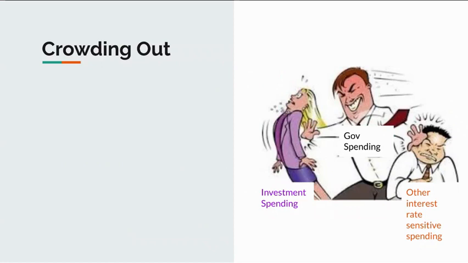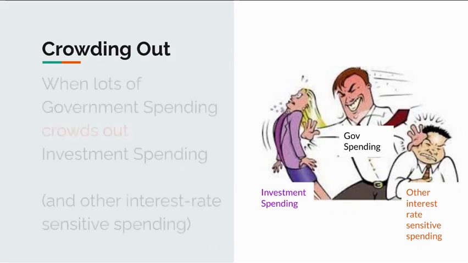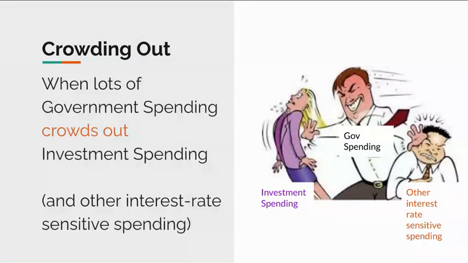Okay, this is our last topic of the day, crowding out. Hey, look at this really cool photo I have here. We've got this man in the middle. He represents government spending. And government spending is going to crowd out or push aside investment spending and, in general, other interest rate sensitive spending. So, crowding out is when lots of government spending crowds out investment spending and other interest rate sensitive spending.